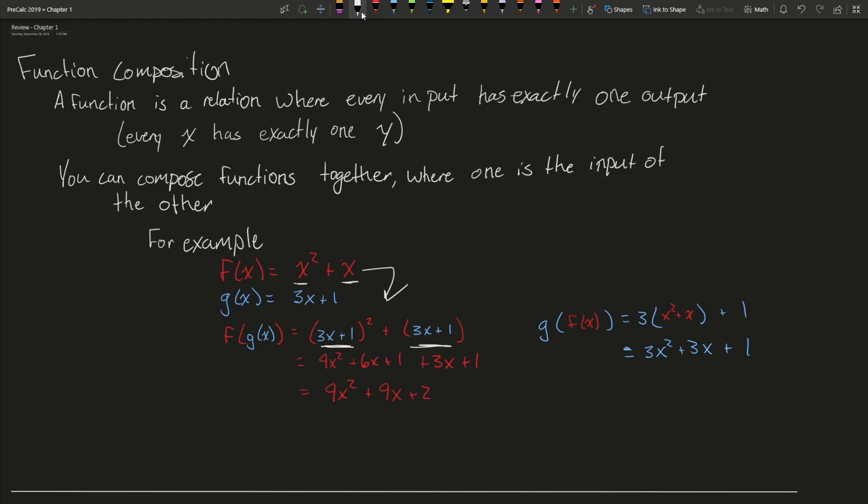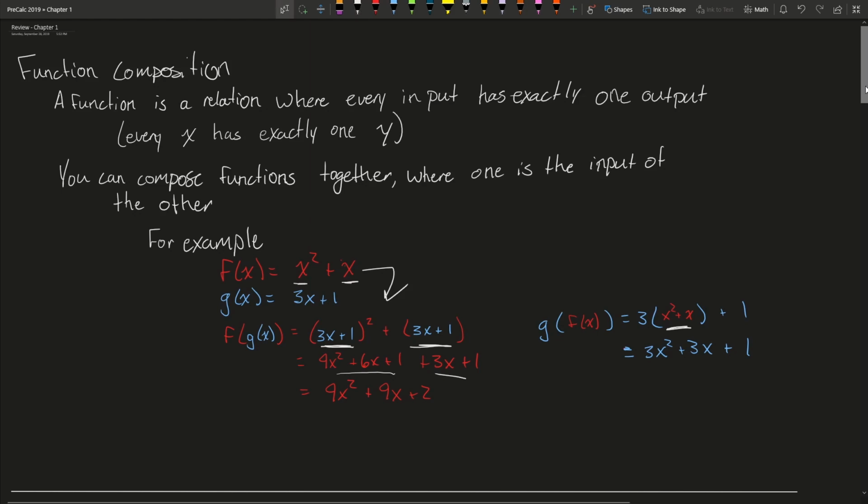So when we do that, we have to FOIL 3x plus 1 to get 9x squared plus 6x plus 1, and then we have the 3x plus 1 left over. If we combine like terms, we get 9x squared plus 9x plus 2. The same thing is true for g of f of x. We're taking the function g with input f of x, so input x squared plus x. So we have 3 times our input plus 1, which is 3x squared plus 3x, and then plus 1 still.